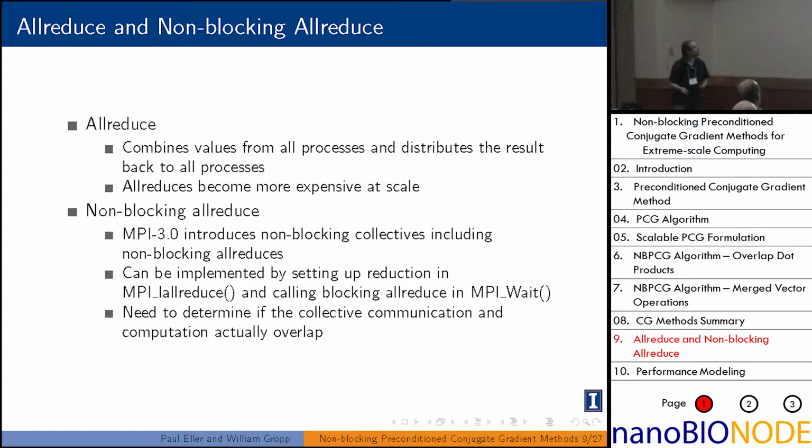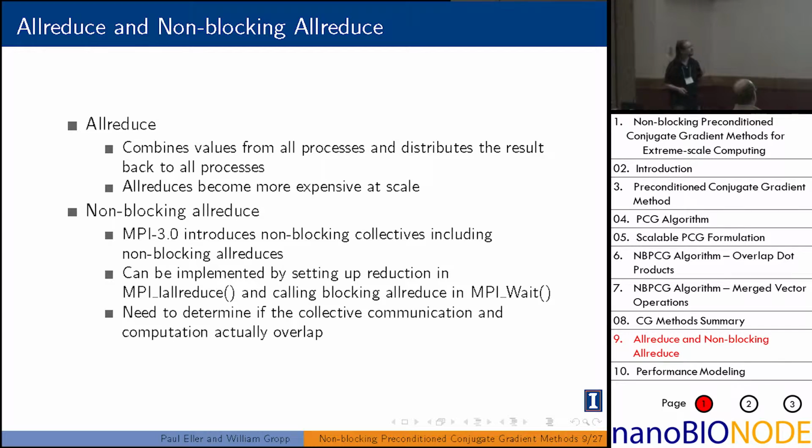So since these non-blocking methods depend so much on the non-blocking Allreduce, it's important to go over this for a minute. The Allreduce itself, as you probably know, combines values from all processes and distributes the result back to all the processes. This Allreduce becomes a bit more expensive at scale, but in general, a lot of systems have ways to limit the cost to make this fairly efficient.